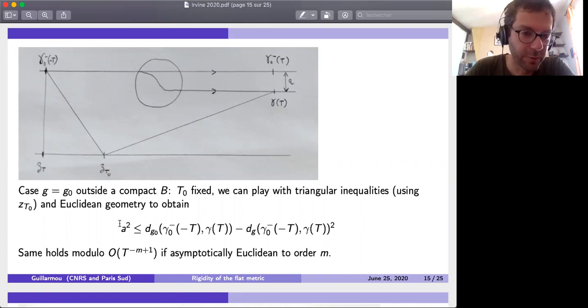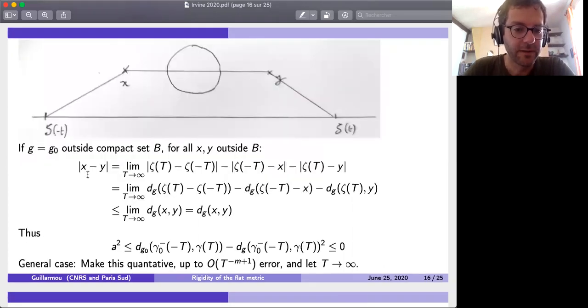So of course, what we want is to prove that A is 0. To prove that A is 0, we would need to show that the Euclidean distance between these two far points is less than the G distance. Then the right-hand side will be negative or 0, and this will show that A is 0. So that's the idea. To show this, we can do as follows.